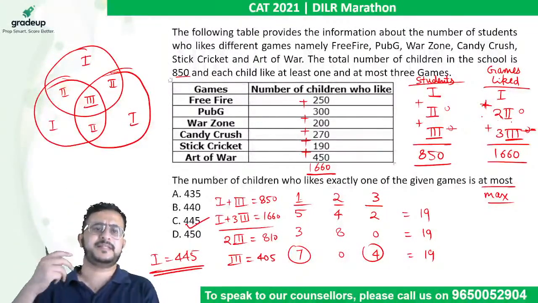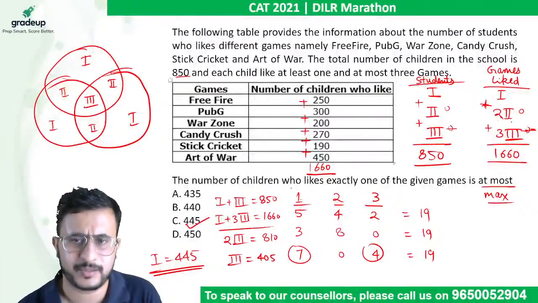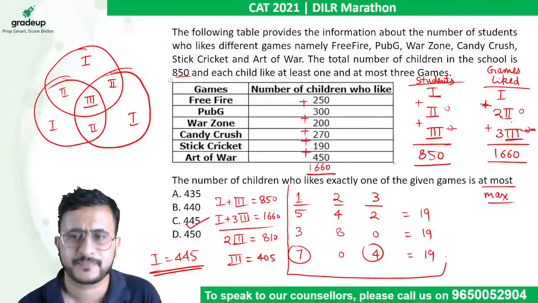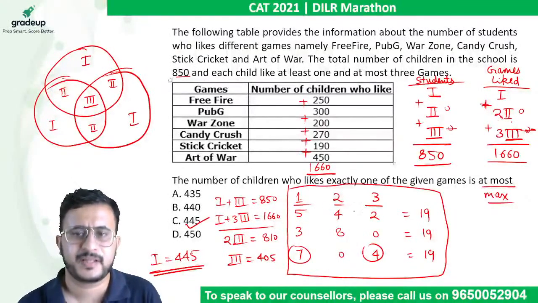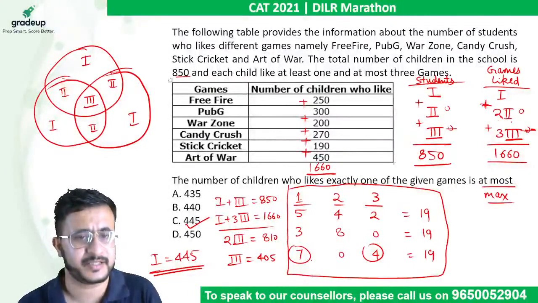See, look at this small number. We had 11 people, with some people liking 2 games and some people liking 3 games, right? So if I try to increase the number of people liking 3 games, I will see that this will increase, right?